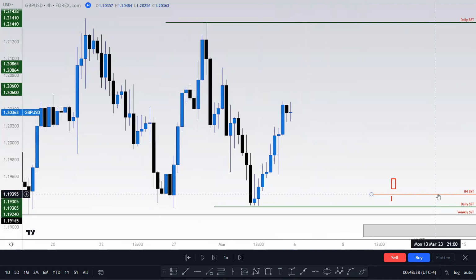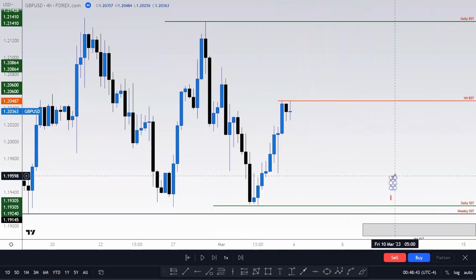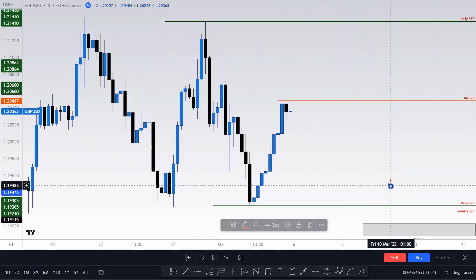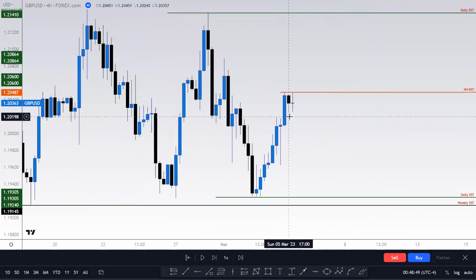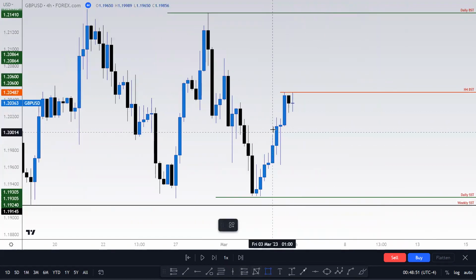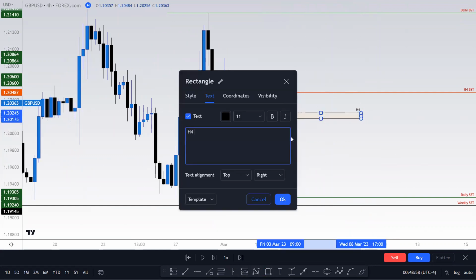So this is just the pre-London Open levels for the 4 hour. It's the H1 buy side target, which is the swing high. And then for the sell side, we have the imbalance right here. So this is the H4 sell side target.